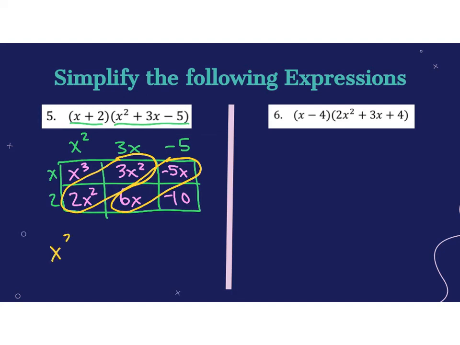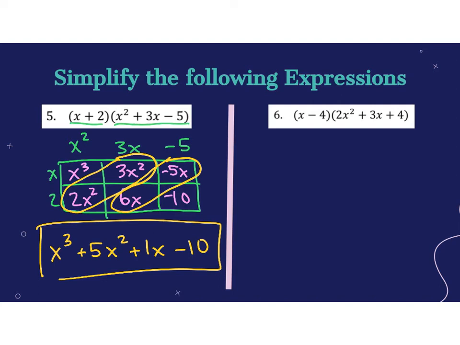My x to the third is by itself. 3x squared and 2x squared is 5x squared. 6x and negative 5x is just 1x. And then negative 10 is a constant at the end. There's your polynomial. It has 4 terms in it this time.